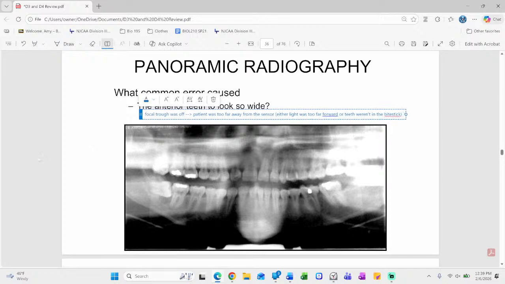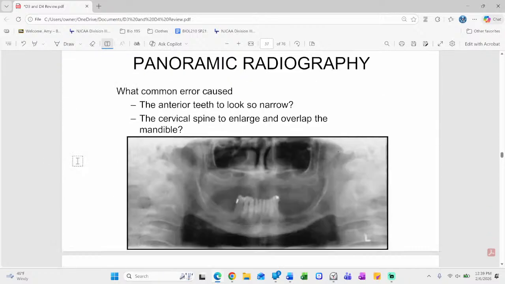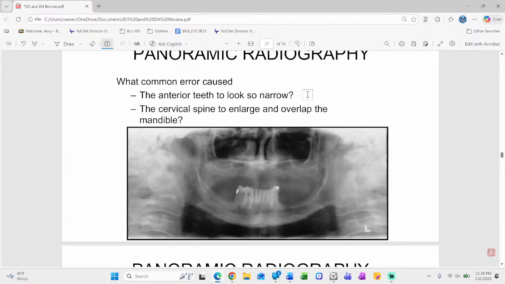Here we're too narrow. Wow, this thing moves along here. What caused the anterior teeth to look so narrow? Too close to the sensor. Again, they were either way forward on that bite stick, or teeth were in the groove, but the light was too far back, that then, as a result, the patient was too far forward to where the focal trough was told.